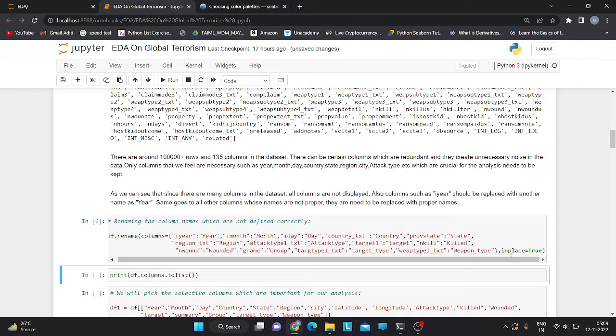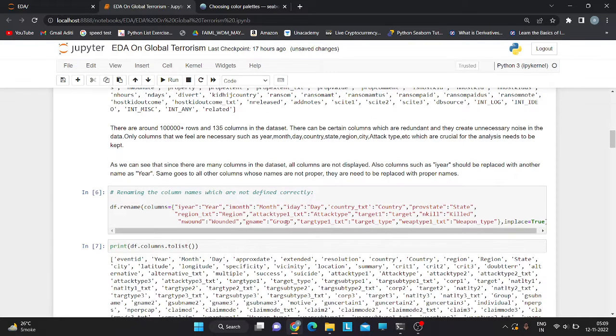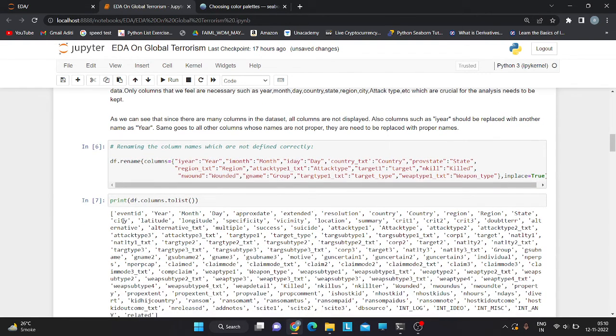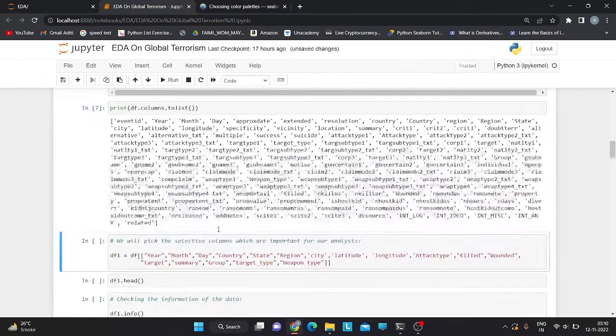And inplace equal to True. Inplace equal to True means we are going to permanently make changes in the data frame that we are considering. So let us run this cell. After running the cell, in order to ensure that we have replaced these successfully, we will again see the list with df.columns.tolist. So event id, year, month, day, yes, we have executed it perfectly, there is no problem, and we have successfully renamed those columns which are important for our analysis. Now we will pick up selective columns which are important.